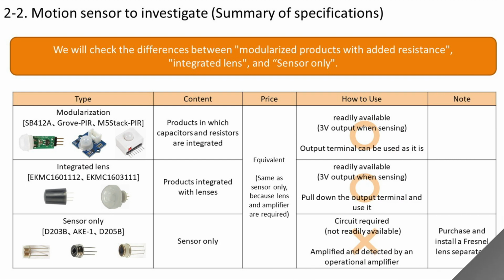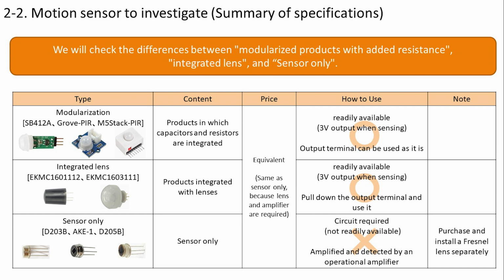Move on. First of all, we divided the types into 3 types based on the confirmed specifications. A product that has a motion sensor attached to the substrate and is modularized by integrating elements such as resistors. A product that integrates a Fresnel lens and a sensor. Next is the product of the sensor unit.